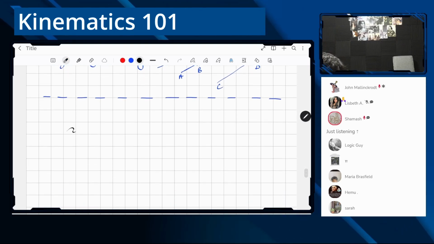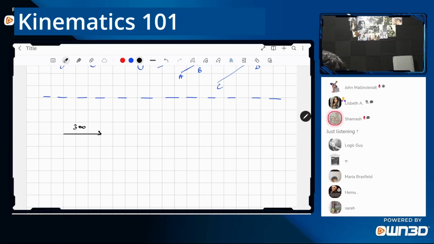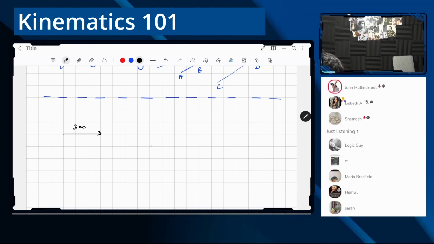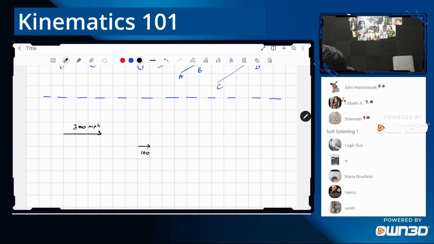So first, 300 to the east. And now after a little time, we'll be going 100 miles per hour to the east. Just show me a vector down below it. Vectors don't have position, so just draw me a little vector down below it, to the east as well. So this is a drag car that's going 300 miles per hour, and now it pops its parachute, and a moment later it's going 100 miles per hour.